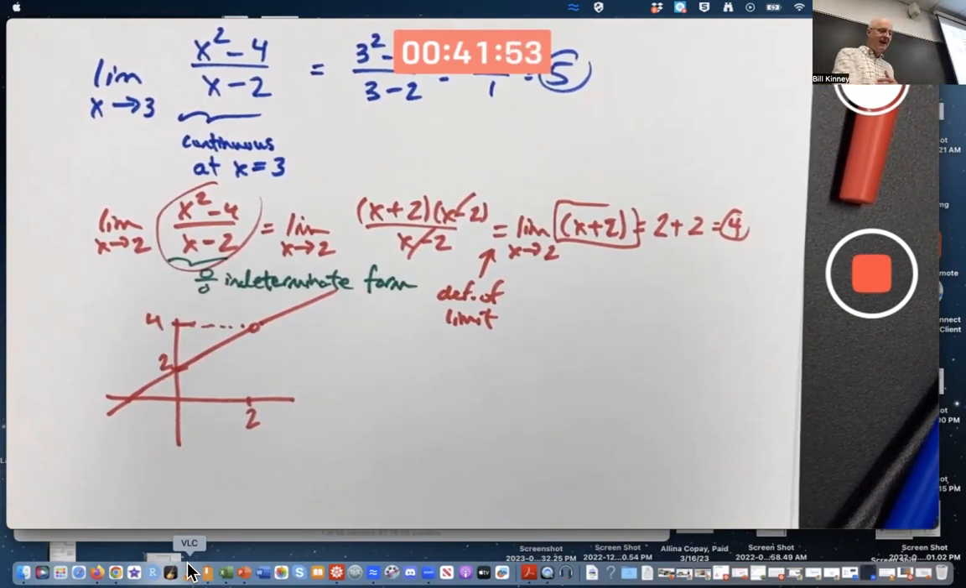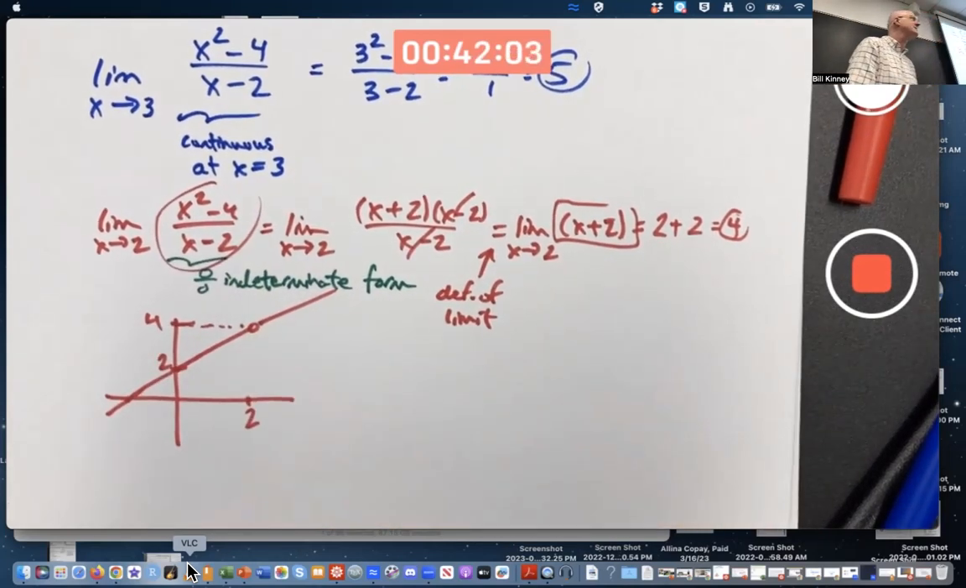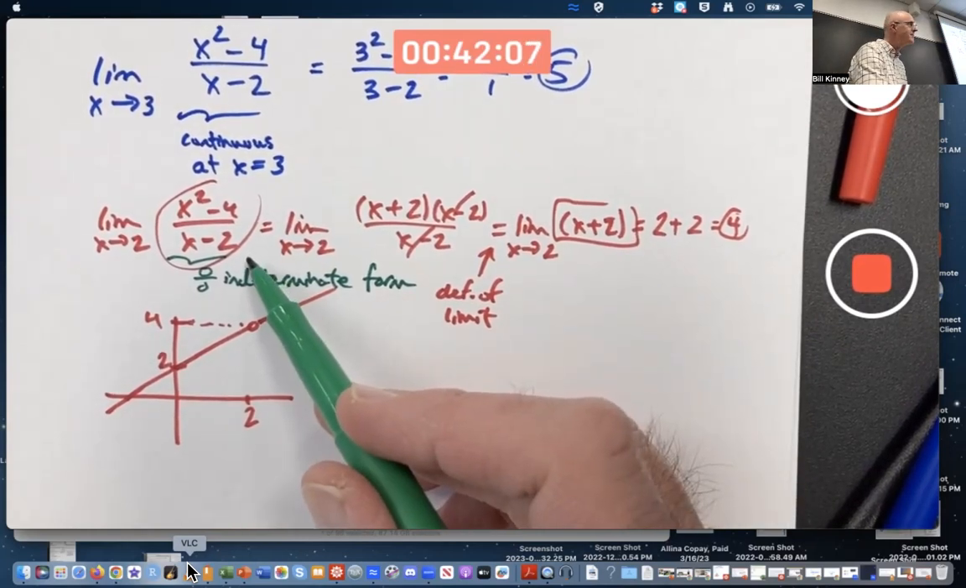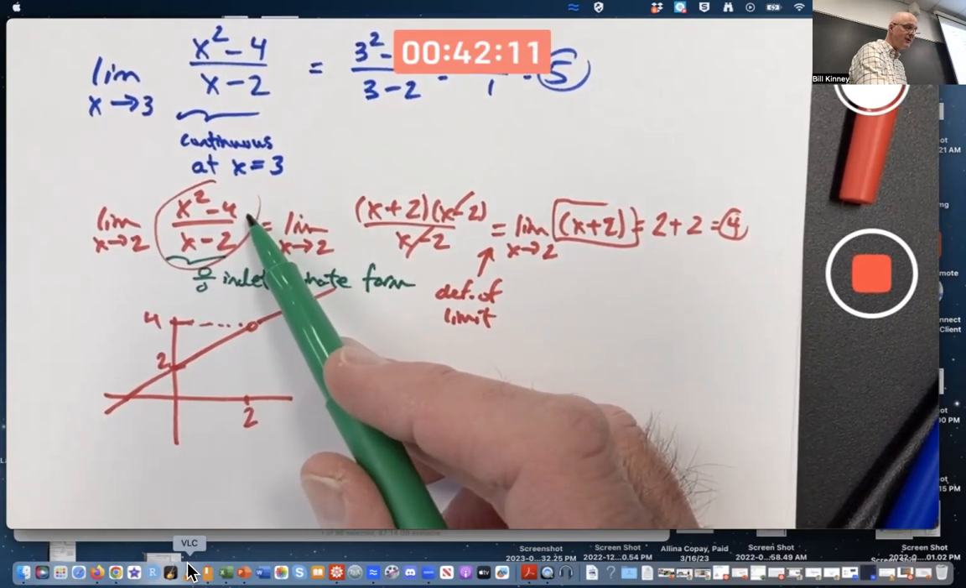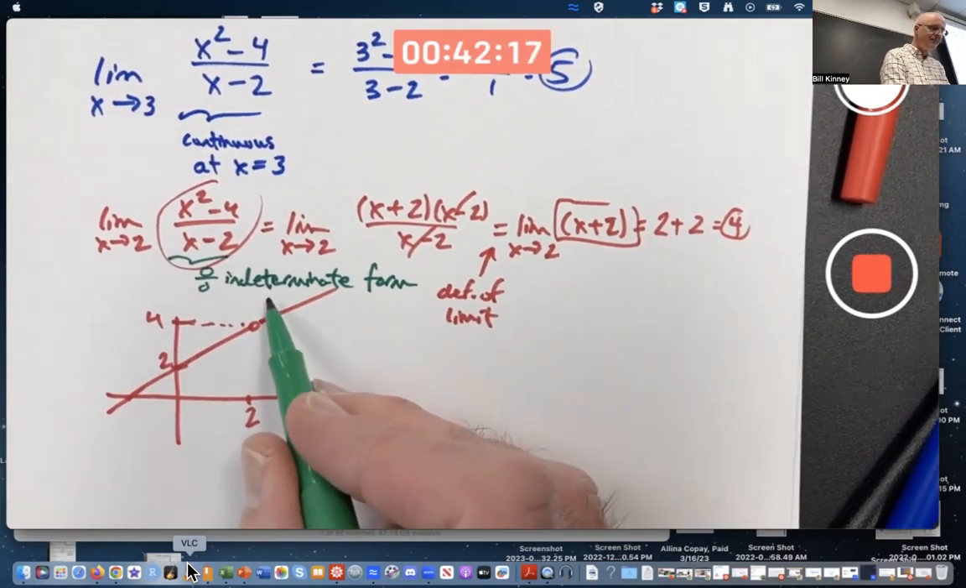I didn't die when I wrote that, right? I didn't have to get struck down dead right when I wrote that. I wrote it. Both the top and the bottom go to 0 as x goes to 2. The bottom goes to 0 for sure, 2 minus 2 is 0. The top goes to 0: 2 squared minus 4 is 4 minus 4 is 0. That's a situation for which L'Hopital's rule can be applied.